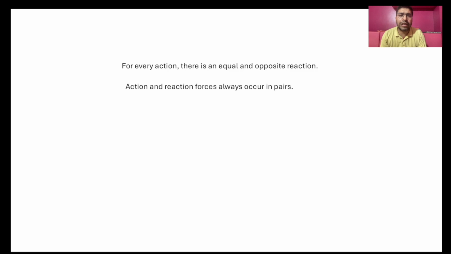And also, not only in science, every religion also has the same thought, that we have to do good to everyone. Why? Because in return, the same thing will come. If we do something good for someone, in return you will get good. If you do something bad for someone, in return you will get bad. Understood? In the same way you can understand Newton's action-reaction pair also.